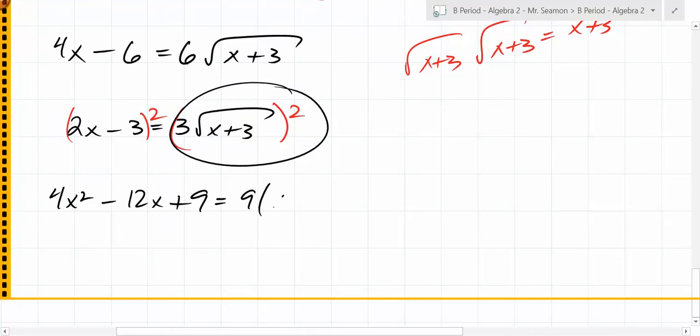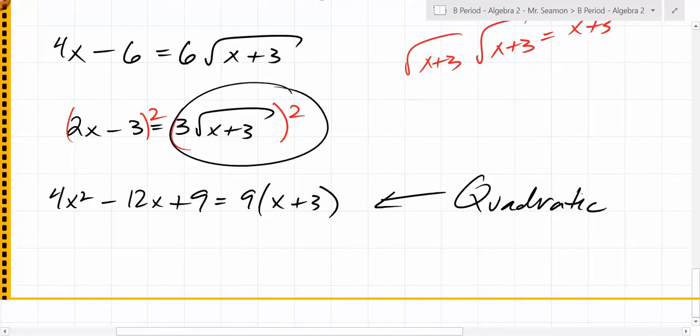9 times x plus 3. So now what land are we in? Begins with a Q. Quadratic. We're in quadratic land. Solve that for me, kids. Go. Need to clean this up. Just checking to see if you're in the same place. You end up with 9x plus 27.